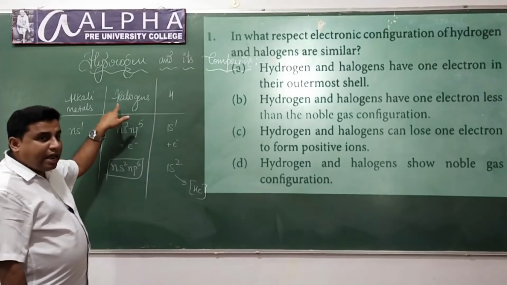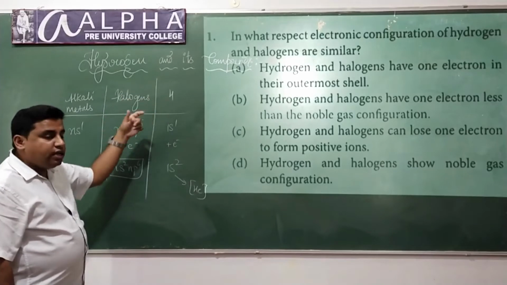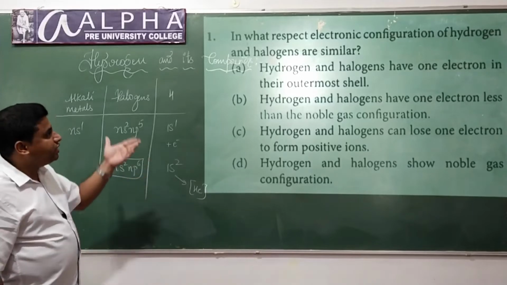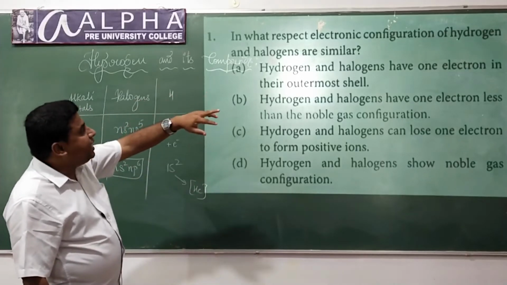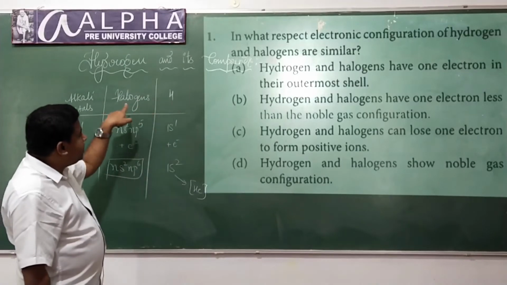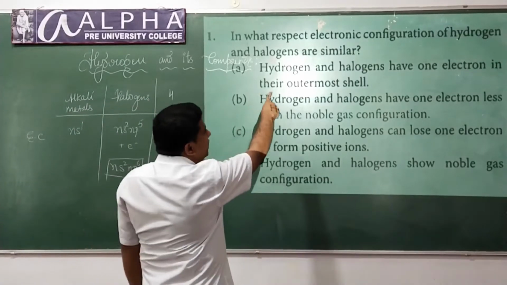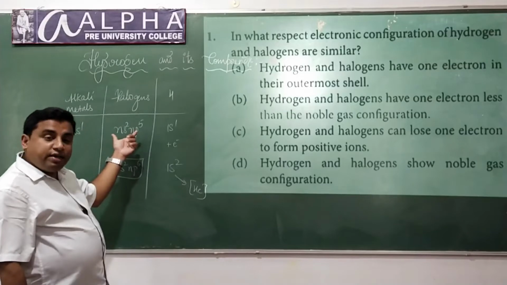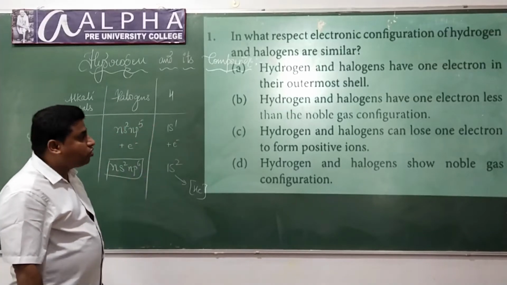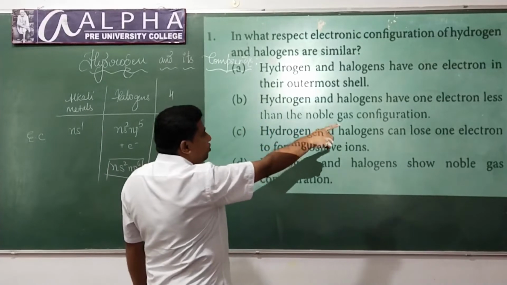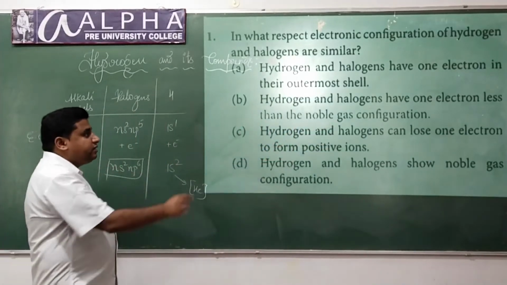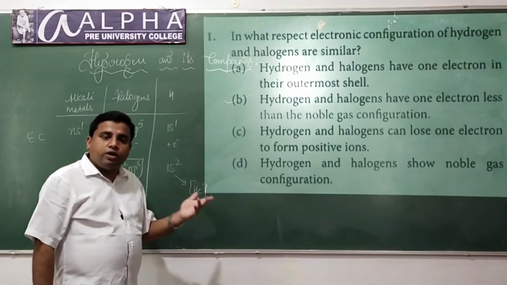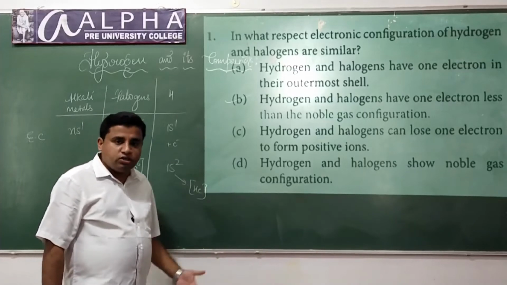Just like halogens, hydrogen is just short of one electron to complete the octet and attain the nearest noble gas configuration. So in the question they are talking about the similarity of hydrogen with halogens. What might be the answer? Hydrogen and halogens have one electron in their outermost shell? No. Halogens have 7 electrons in their outermost shell, hydrogen has 1 electron. Hydrogen and halogens have 1 electron less than the noble gas configuration? Yes, this is correct. Halogens are short of 1 electron, and hydrogen is also short of 1 electron to attain the nearest noble gas configuration. I hope you have understood. So we shall go with the next question.